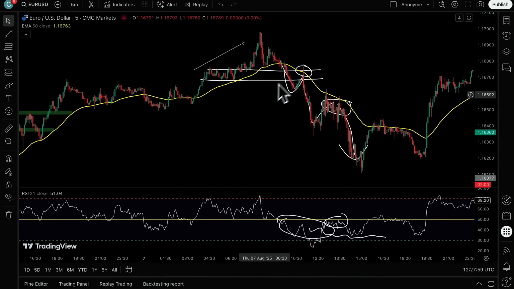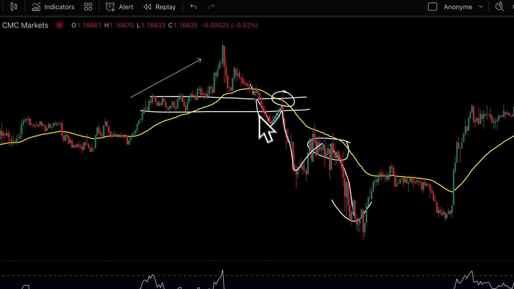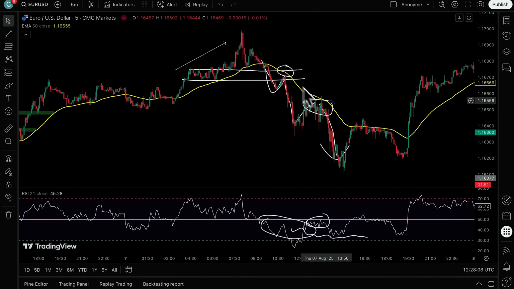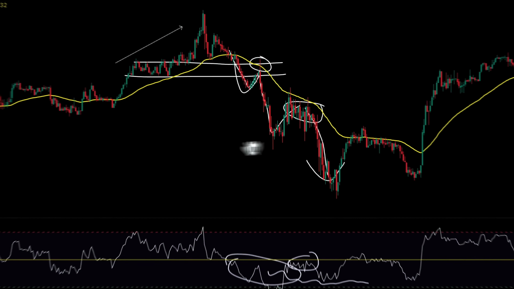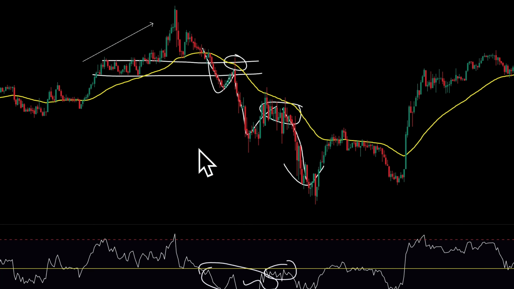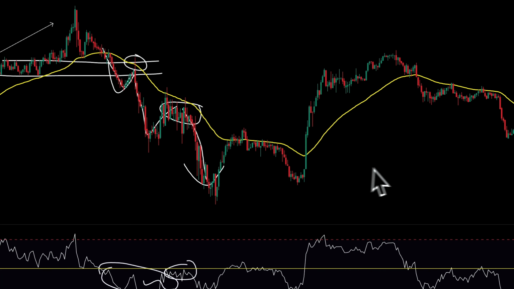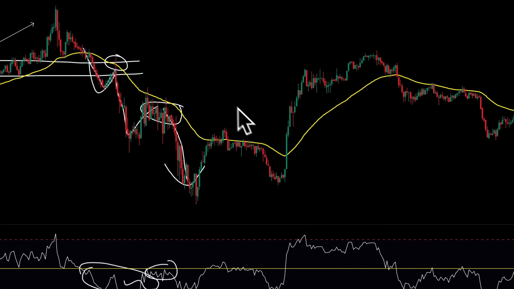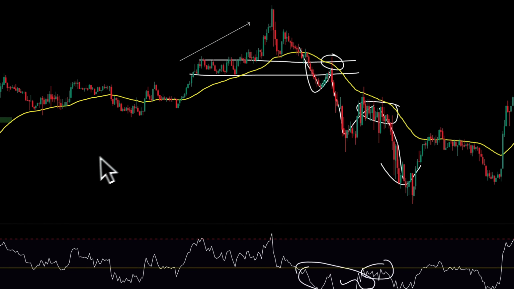The uptrend reverses. We break through supports, we break through the moving average, we break through the RSI. In terms of price action, we start making lower highs and lower lows, which is simply the definition of a downtrend. So, you wait, you're patient, and you wait for the market to start rising again to put this very simple strategy back in place.